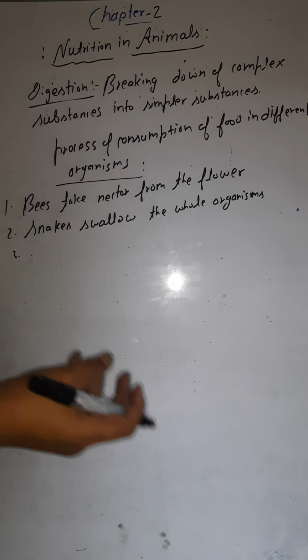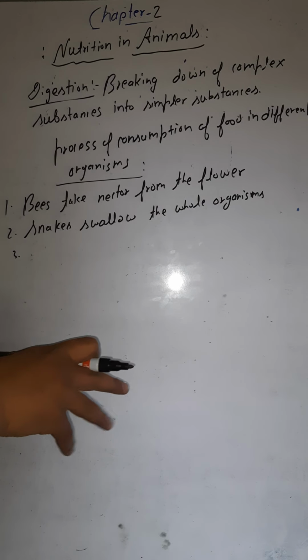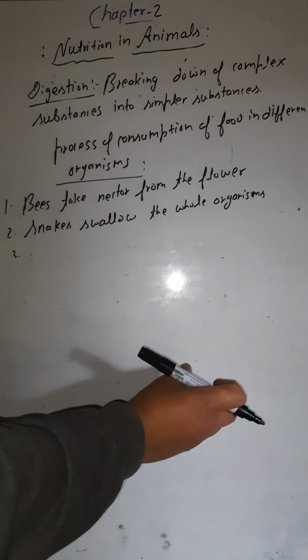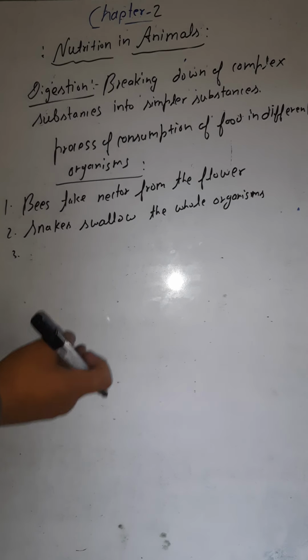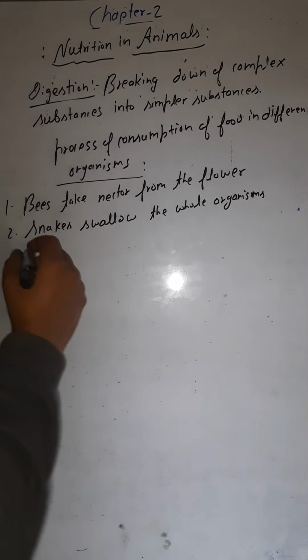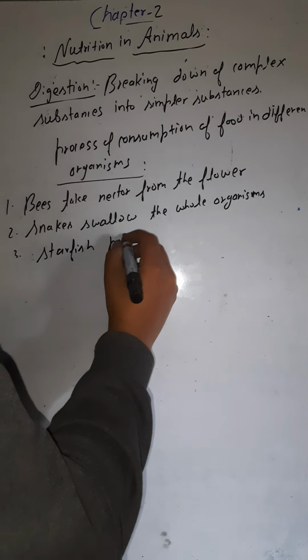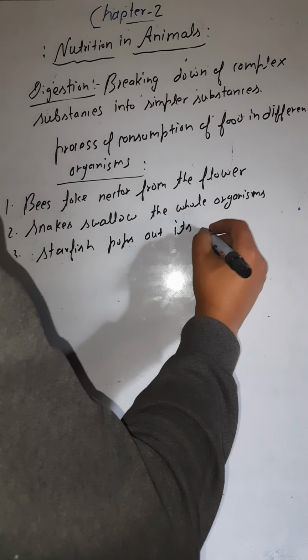Now if you see the starfish, the starfish specifically eats soft animals. It has a shell, and inside its shell it eats the soft animals. Whenever it sees any soft animal outside, it just pops out its stomach and gulps it and moves back again. This is how the starfish eats. So you can say starfish pops out its stomach.